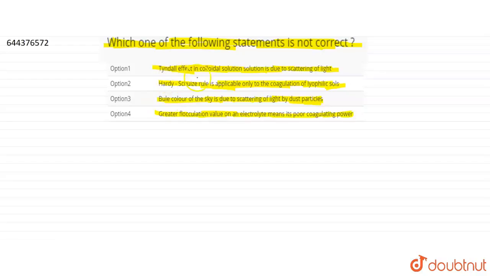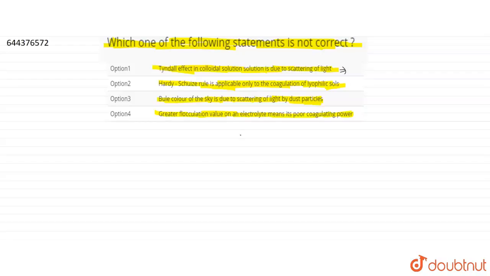Our first option is: Tyndall effect in colloidal solution is due to scattering of light. This is the basic definition of Tyndall effect. What is Tyndall effect? When we pass a strong beam of light through a colloidal sol placed in a dark place, then the path of that beam gets illuminated, and this phenomenon is known as Tyndall effect.